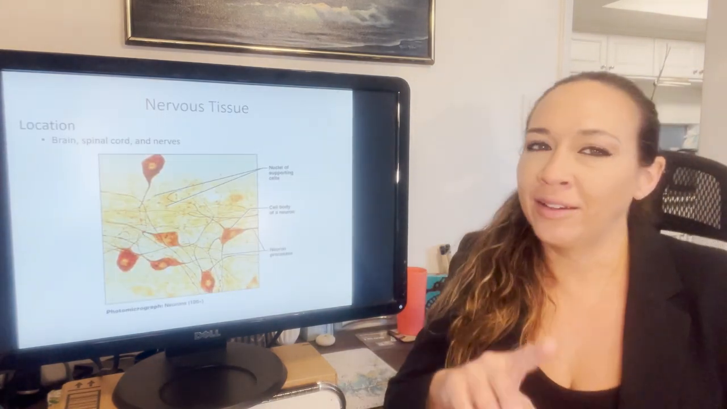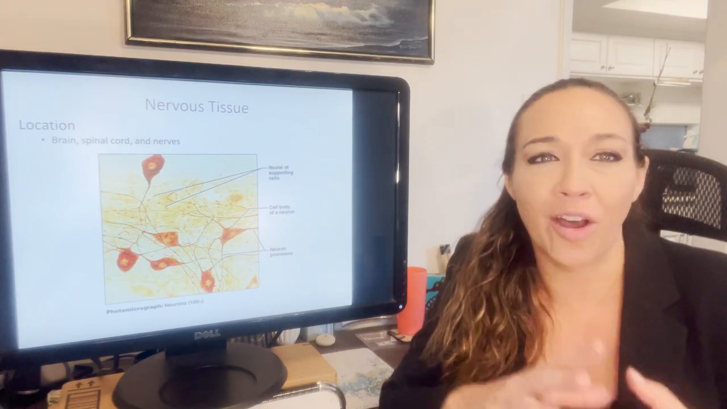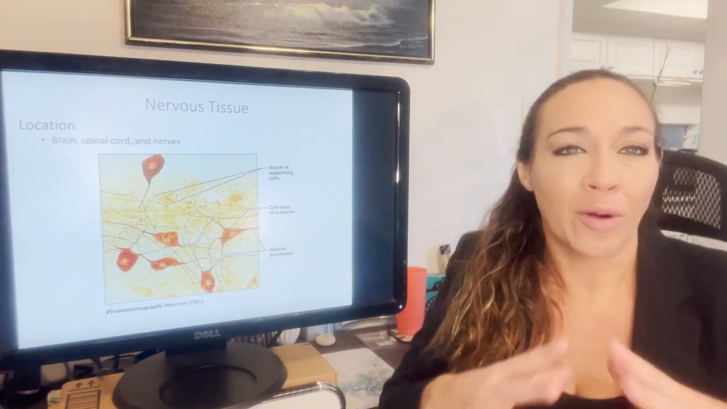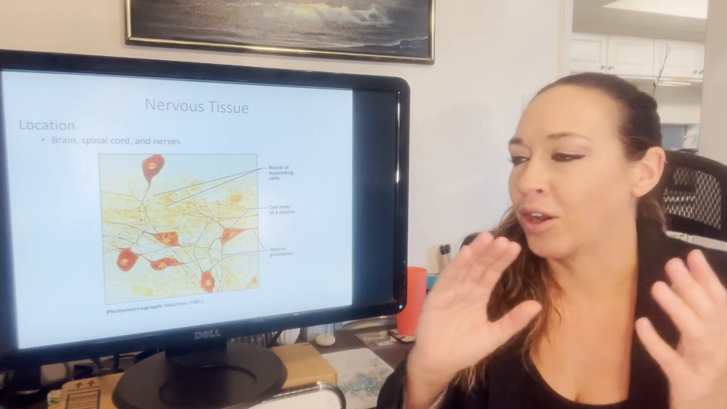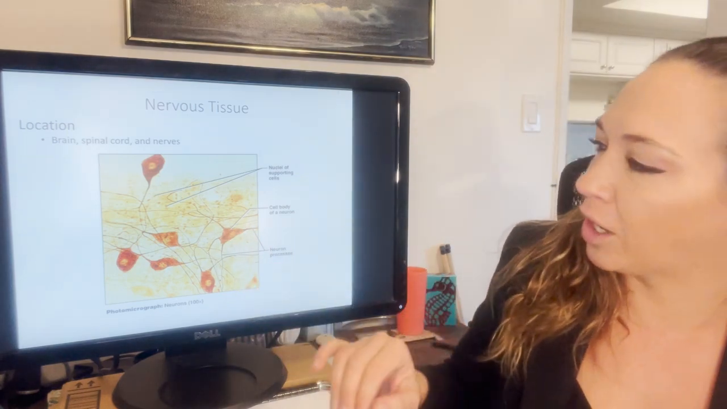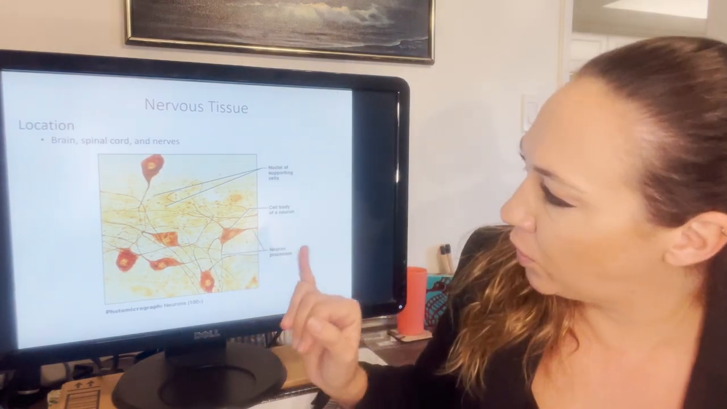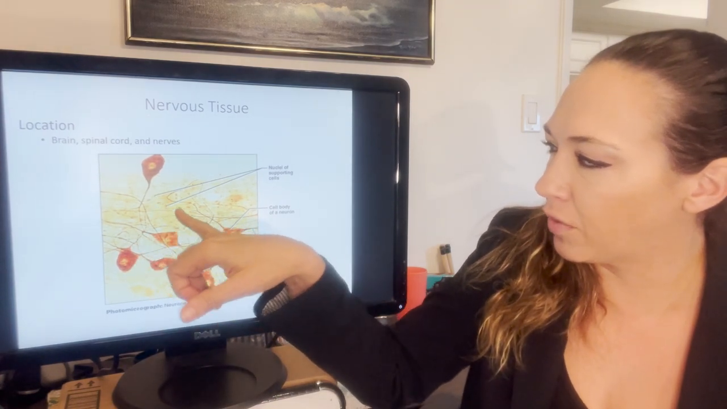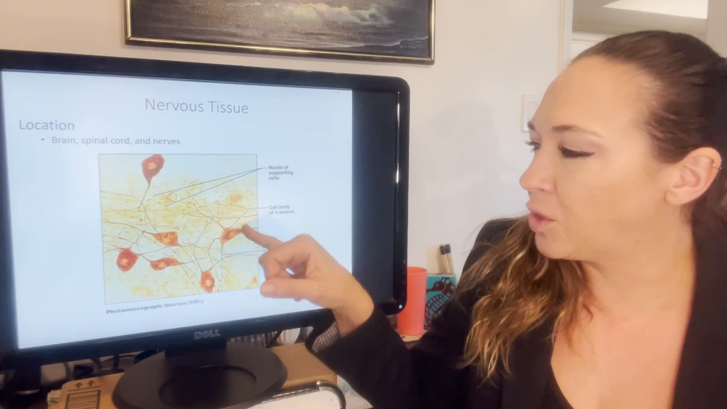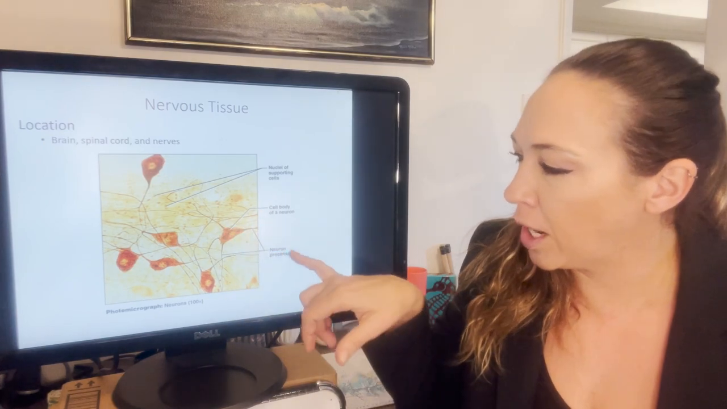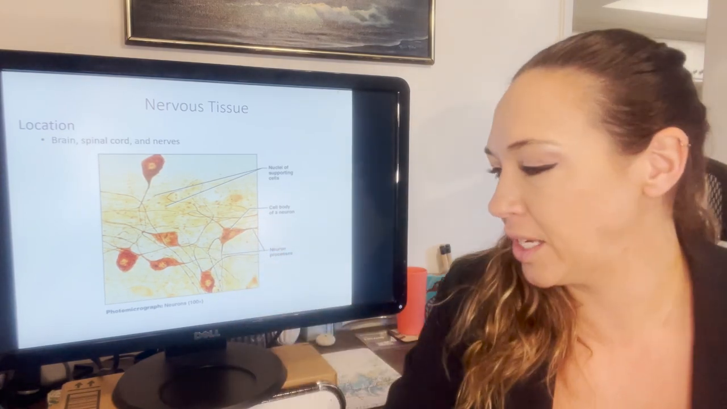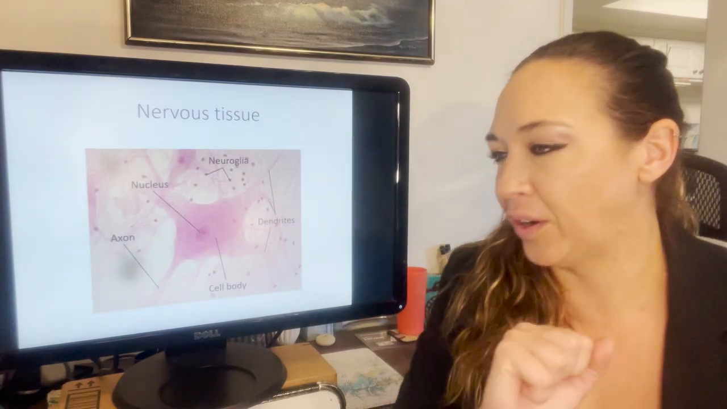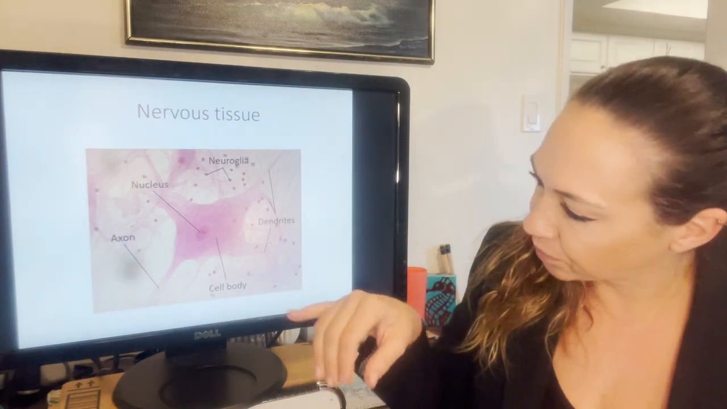So your brain, your spinal cord, your nerves throughout the body, right? These are all going to be your nervous tissue. And that's what you can see right here. Now this one, you can't really see super well. You can see some nuclei right here of the supporting cells. This is going to be your cell body of the actual neuron. These are what's known as your neural processes. I can show you a little bit. There you go. A little bit easier right here.